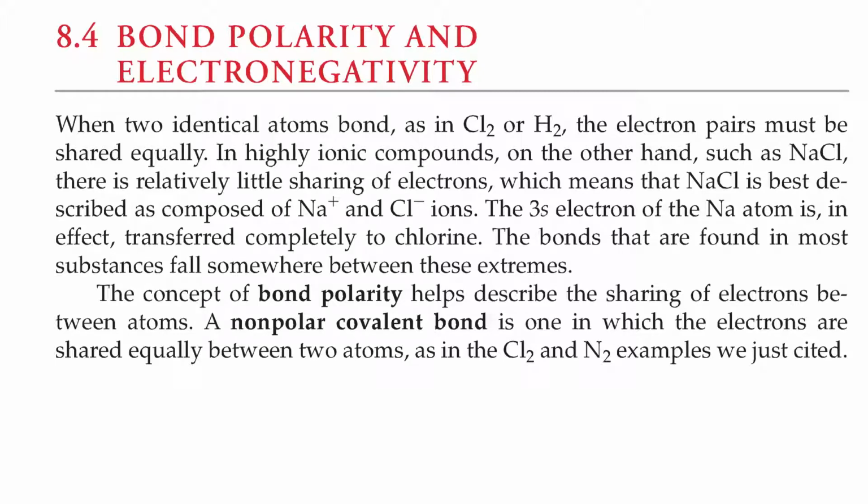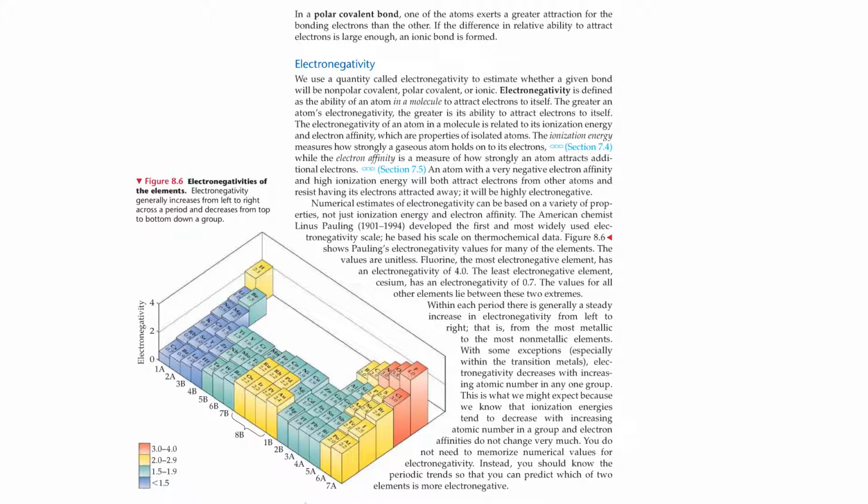The bonds that are found in most substances fall somewhere between these extremes. The concept of bond polarity helps describe the sharing of electrons between atoms. A nonpolar covalent bond is one in which the electrons are shared equally between two atoms, as in Cl2 or N2, examples we just cited. In a polar covalent bond, one of the atoms exerts a greater attraction for the bonding electrons than the other. If the difference in relative ability to attract electrons is large enough, an ionic bond is formed.